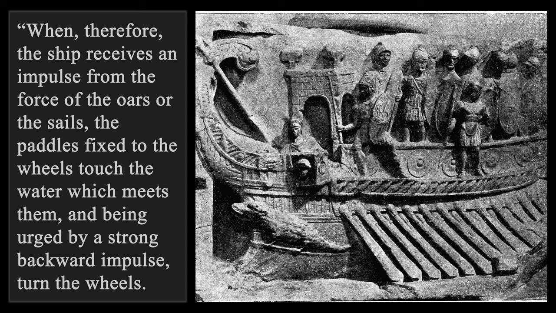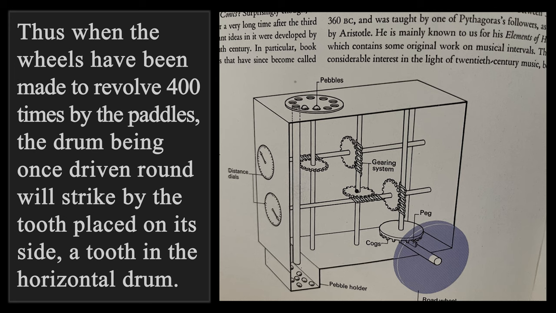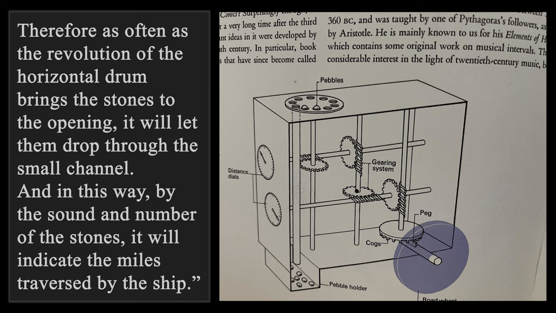When, therefore, the ship receives an impulse from the force of the oars or the sails, the paddles fixed to the wheels touch the water which meets them, and being urged by a strong backward impulse, turn the wheels. These, in turn, move the axle by their revolutions, and the axle moves the drum, the tooth of which, being driven around, strikes at each revolution a single tooth of the second drum and produces the corresponding rotations. Thus, when the wheels have been made to revolve 400 times by the paddles, the drum, being once driven round, will strike by the tooth placed on its side a tooth in the horizontal drum. Therefore, as often as the revolution of the horizontal drum brings the stones to the opening, it will let them drop through the small channel. And in this way, by the sound and number of the stones, it will indicate the miles traversed by the ship.